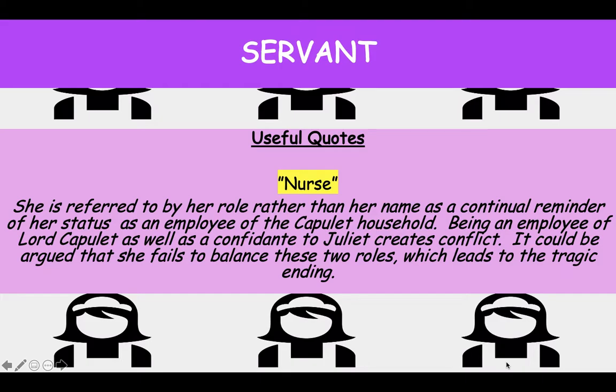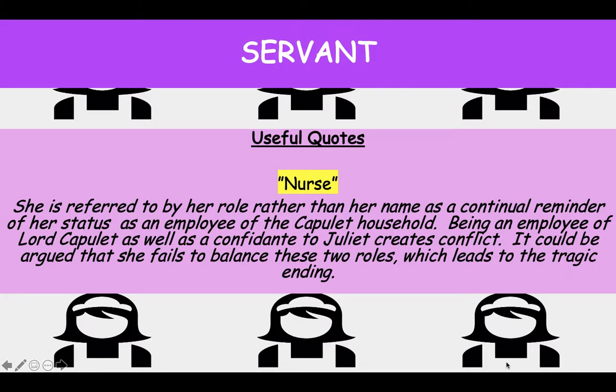So the fact that she is an employee of Lord Capulet, as well as this confidant to Juliet, creates conflict, and we should know that conflict is a central theme in this play. So it could be argued that she fails to balance these two roles, and that's what helps lead to the tragic ending.